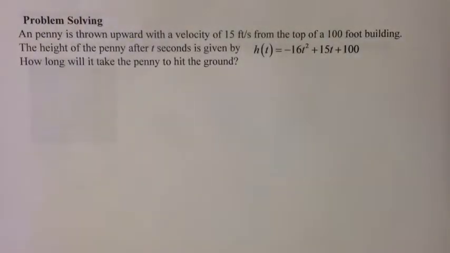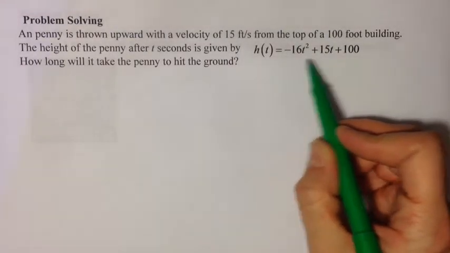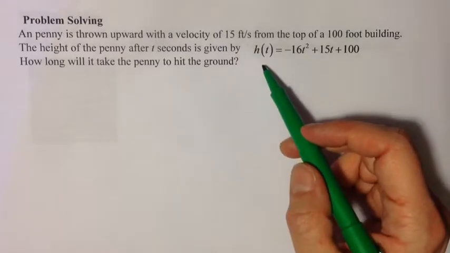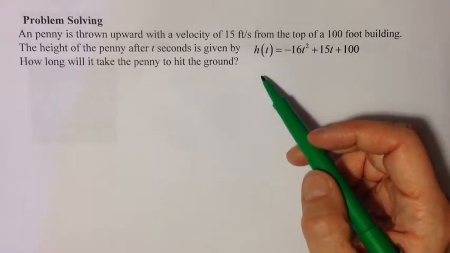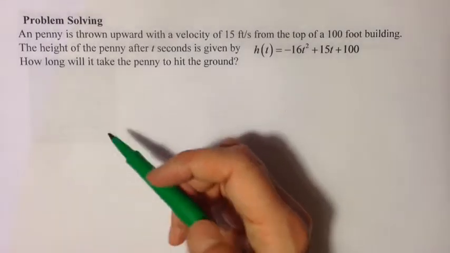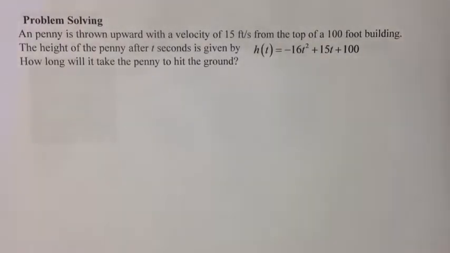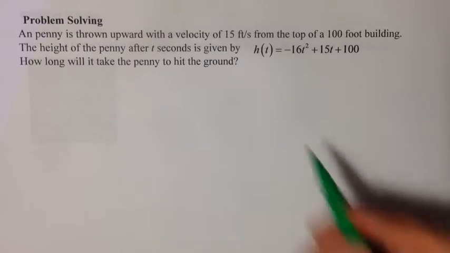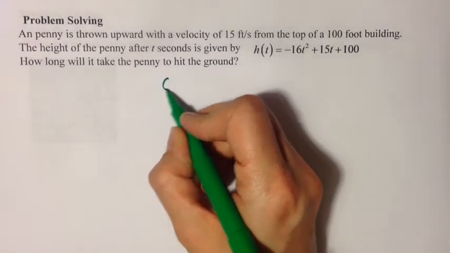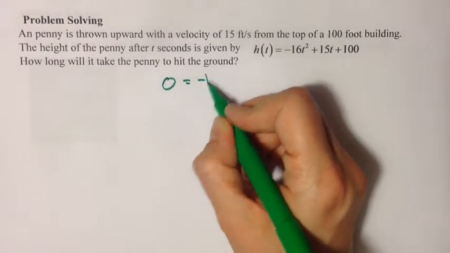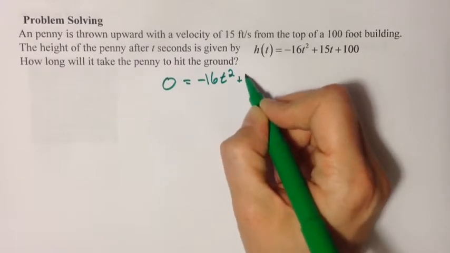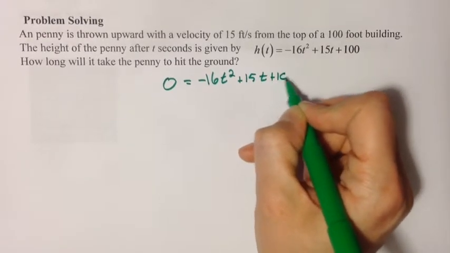Notice that what we have here is a formula where I can plug in a number for the time and figure out how high off the ground the penny is. We want to go the other way though. We want to know how long it will take it to hit the ground. When it hits the ground, its height is 0. So we're going to put 0 in for the height. Now I have 0 equals negative 16 t squared plus 15t plus 100.